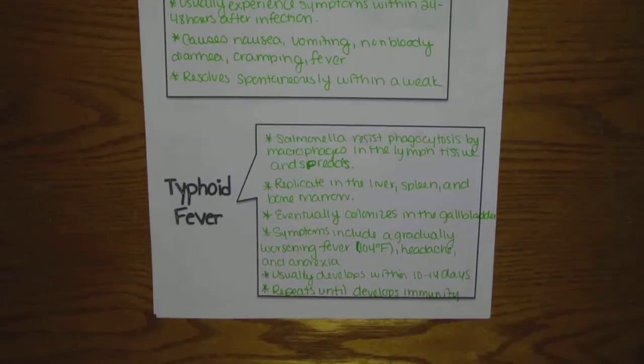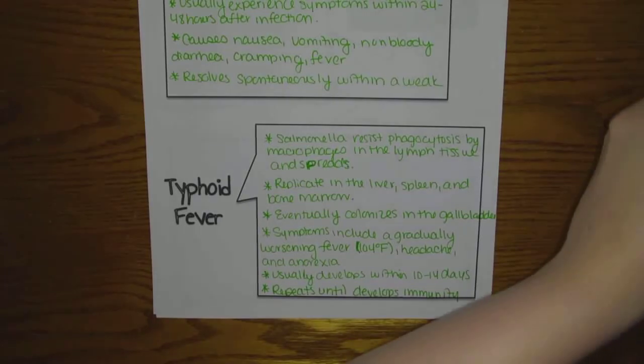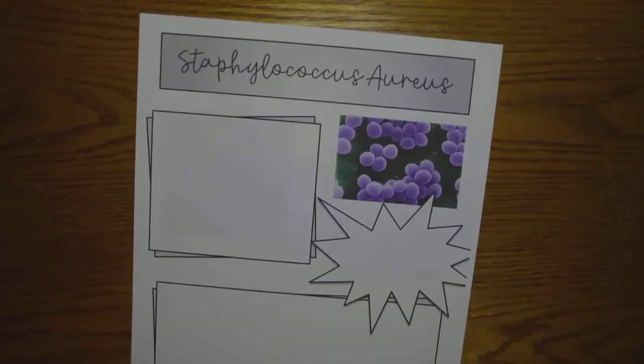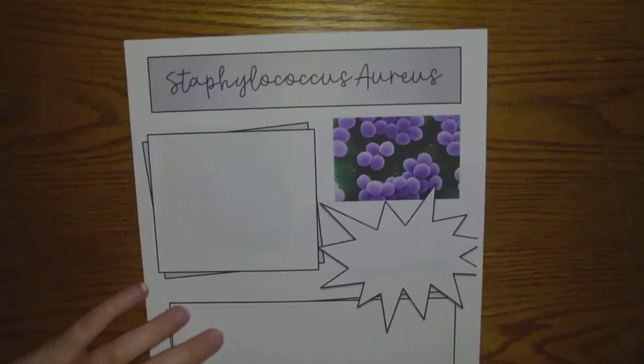Okay, so those are the two major types of diseases that are caused by Salmonella. And that's what you need to know about Salmonella. Now the next bacteria we're going to talk about is going to be Staphylococcus aureus. And we've already talked about this a decent amount, but let's just talk a little bit more about this.